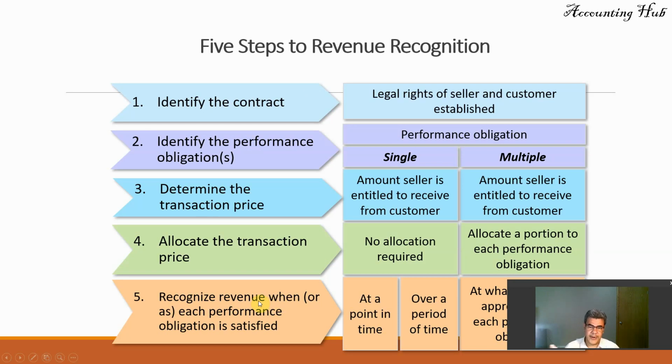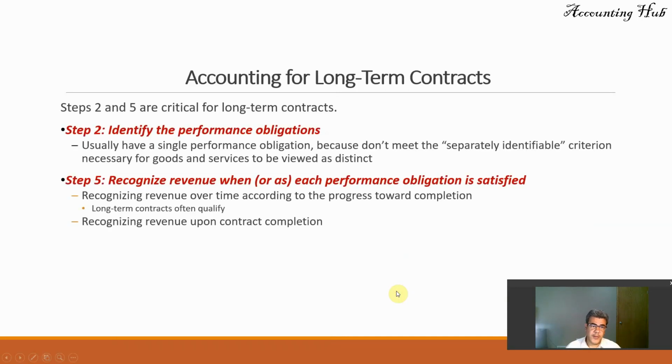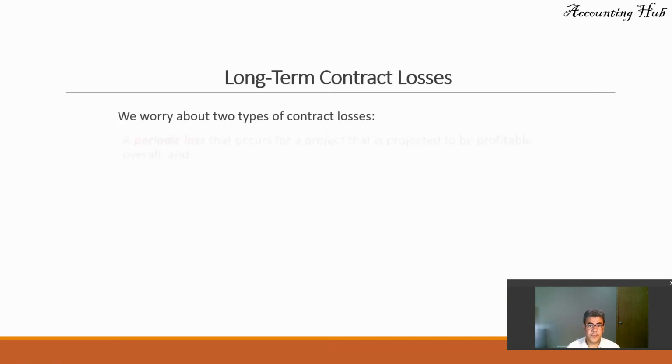And the hardest one, number 5. Recognize revenue when each performance obligation is satisfied. And we have it at a point in time at the end of our contract or over a period of time. So here, that is where we can do that.